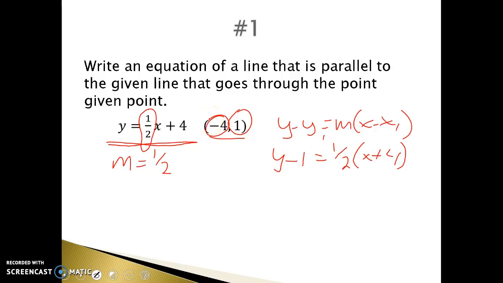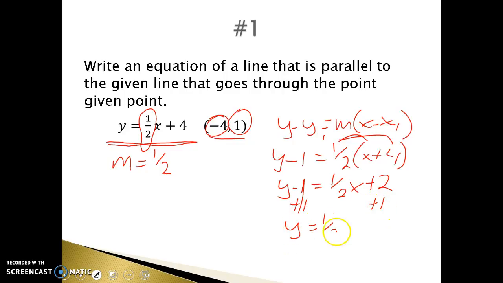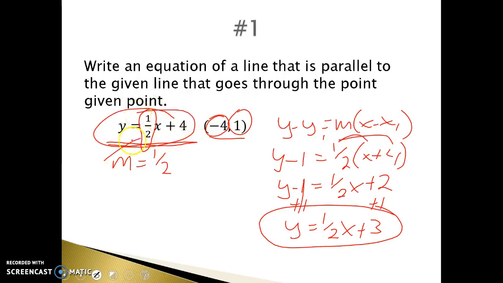And so we want this in slope-intercept form. So we're going to distribute the 1/2 first, which means we're going to have y minus 1 equals 1/2 x, and then 1/2 times 4 is 2. And if I add 1 to both sides, then I'll have y equals 1/2 x plus 3. And that is an example there of something that is parallel to this line. They have the same slope. Both of them are a half. And this line here goes through the point negative 4, 1.